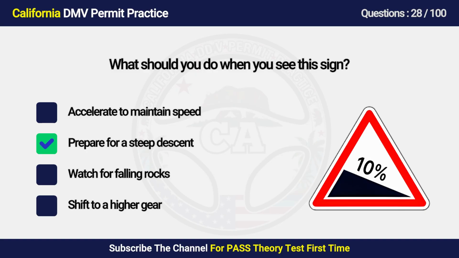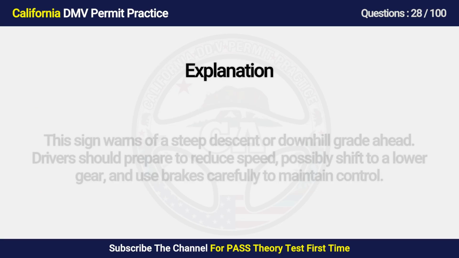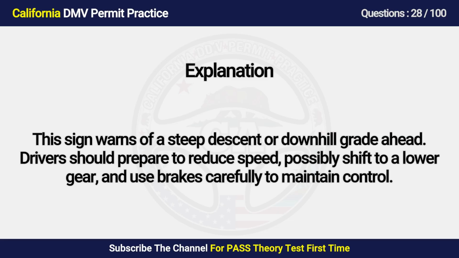Answer is B, prepare for a steep descent. This sign warns of a steep descent or downhill grade ahead. Drivers should prepare to reduce speed, possibly shift to a lower gear, and use brakes carefully to maintain control.